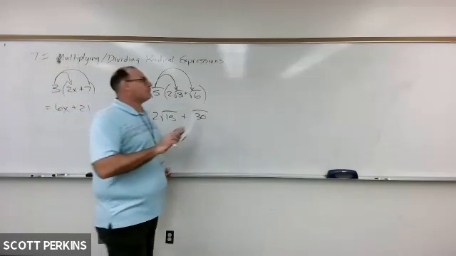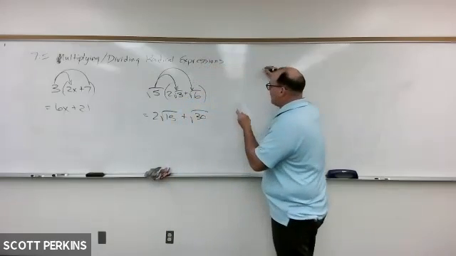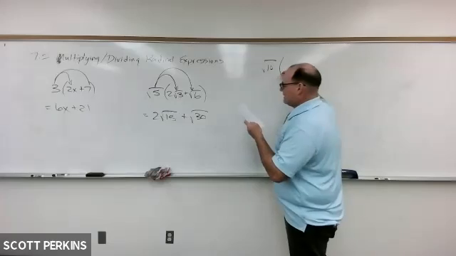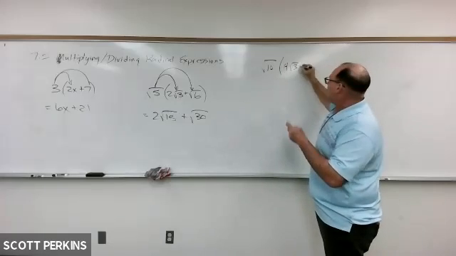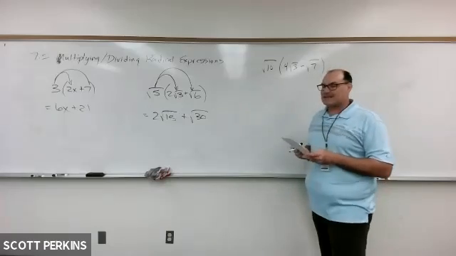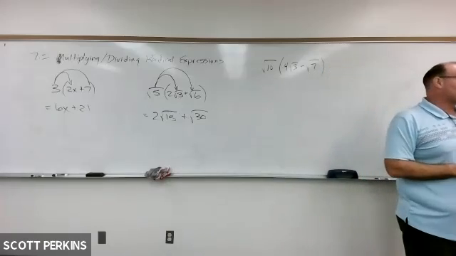So here's your first problem. Go ahead and simplify this. Go ahead and multiply the square root of 10 times 4 square root of 3 minus square root of 7. Almost the exact same problem, just different numbers.